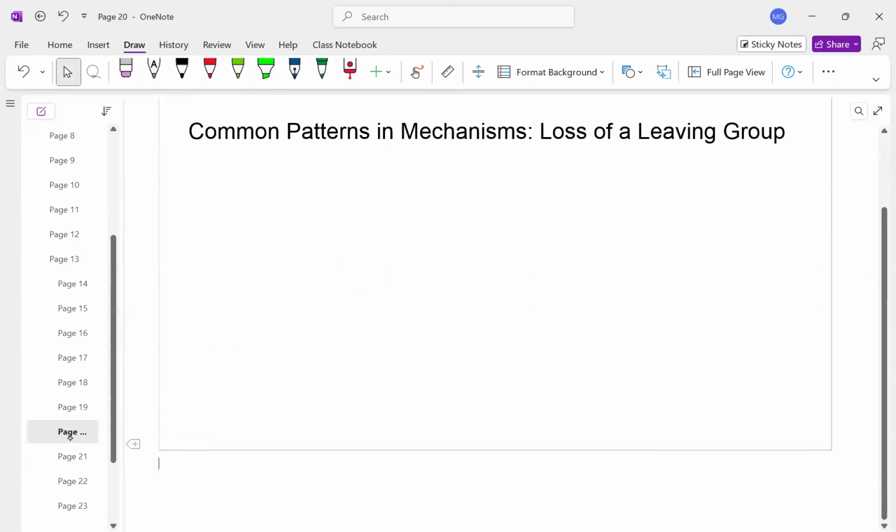Now, another common pattern you're going to see a whole lot is the loss of what we call a leaving group. Now, what is a leaving group? This is a little facetious, but it's a group that leaves.